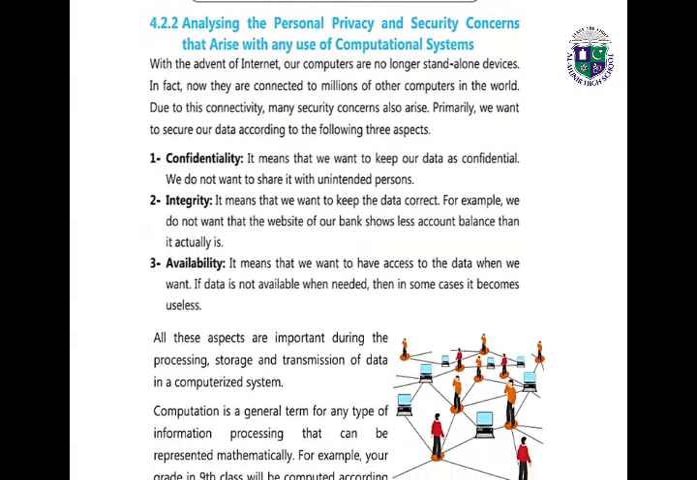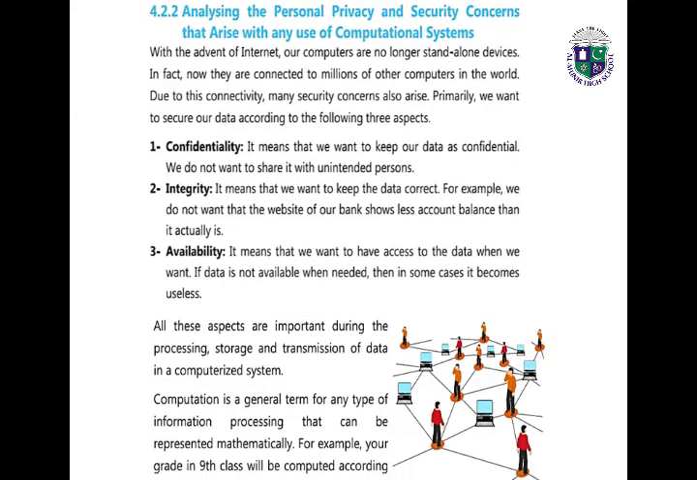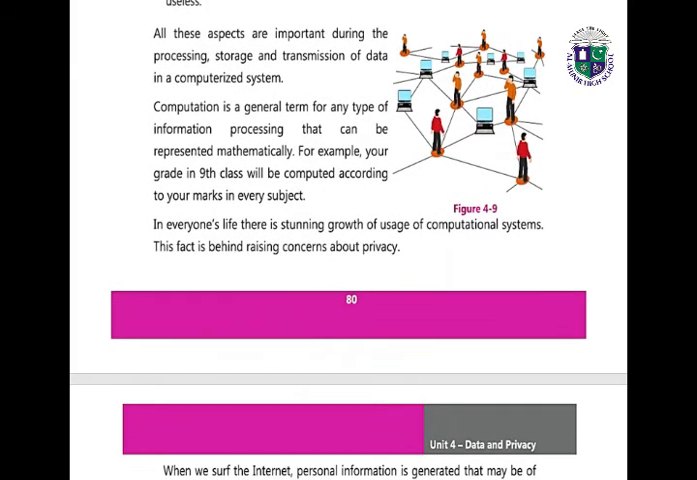How can we analyze the personal privacy and security concerns that arise with any use of computational systems? Here we have three aspects: confidentiality, integrity, and availability. Confidentiality means that we want to keep our data confidential. Integrity means that we want to keep the data correct. Availability means that we want to have access to the data when we want. All these aspects are important during the processing, storage, and transmission of data in a computerized system.